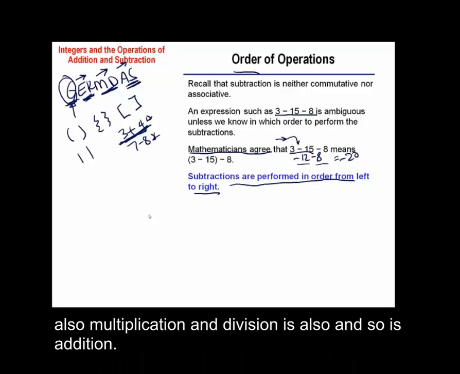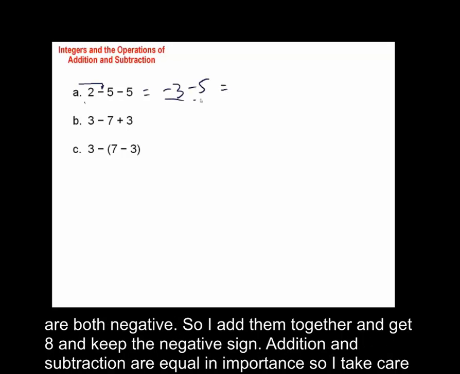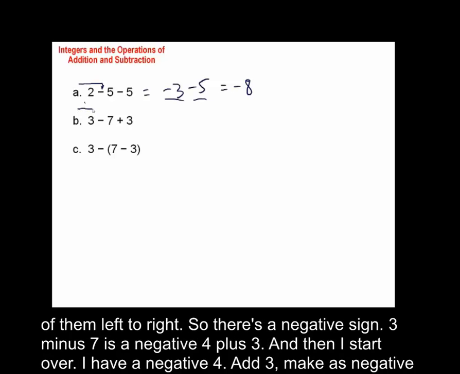Exponents and radicals are also. Multiplication and division is also, and so is addition. So what do I do? I go left to right. Oh, look, there's a subtraction. So 2 minus 5 is negative 3, and I still have that negative 5, and then I can see that they're both negative, so I add them together, get 8, and keep the negative sign. Addition and subtraction are equal in importance, so I take care of them left to right.